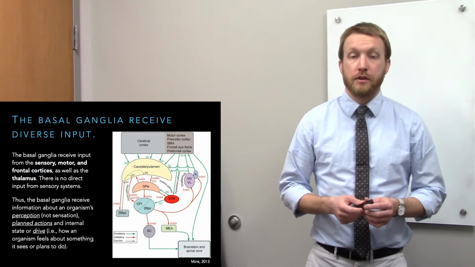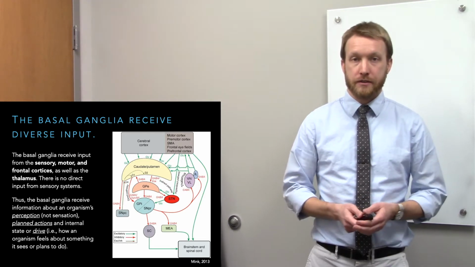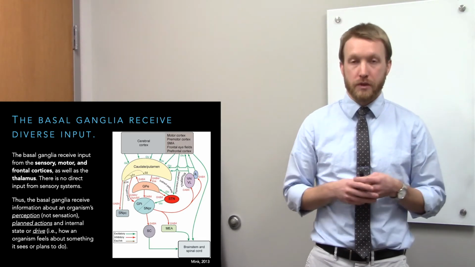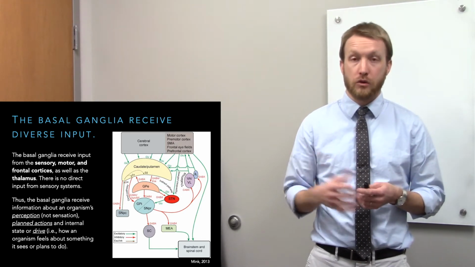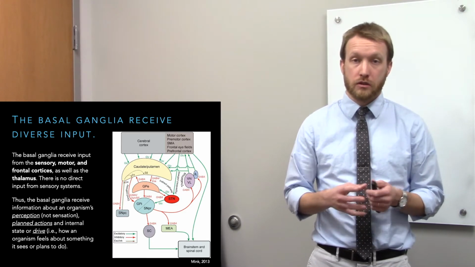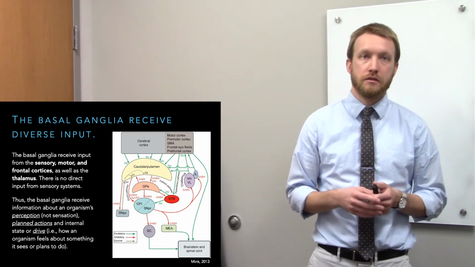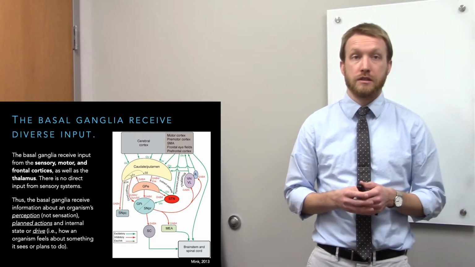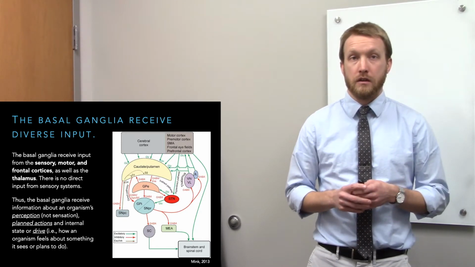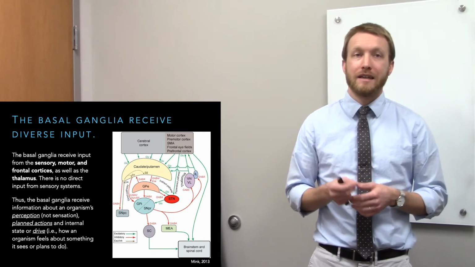As such, they're going to receive input from a few different sources. How do we know what's correct? Well, of course, the cortex has to tell us what are we planning on doing. So we have to have input from motor cortices. We also need to know what are we doing? What's currently going on? Where am I? So we need input from sensory and association cortices. We probably need input from emotional circuits as well. So we're going to get diverse input to the basal ganglia so that they have a good idea of what's going on.